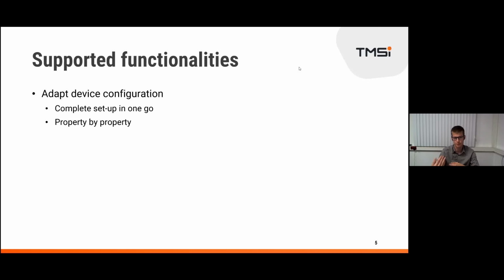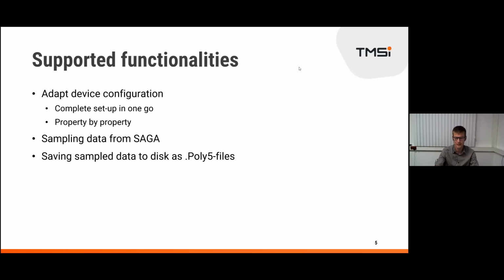Next, you would choose to configure triggers to enable those. So that's also still an option. Another functionality that we support is to sample data from our Saga system, and you can save this sample data to the Polybench native Poly5 files. What you can also do is to load these Poly5 files that you recorded. It's not only files that are recorded in Python, but also files recorded in Polybench.